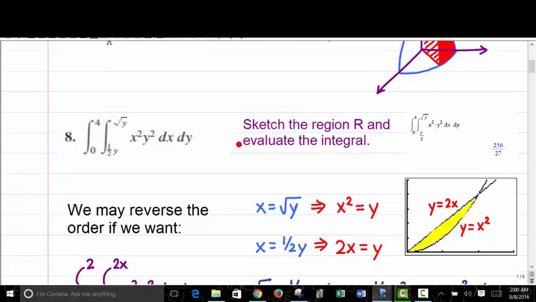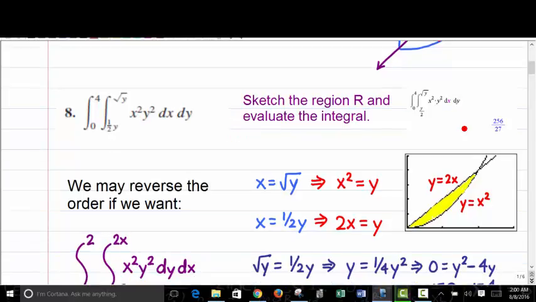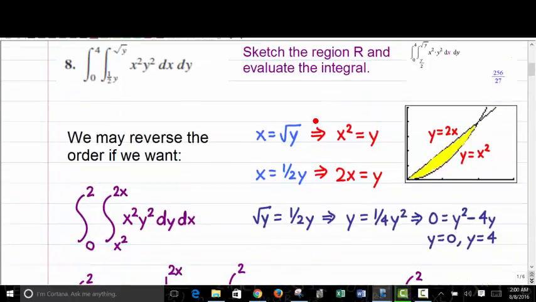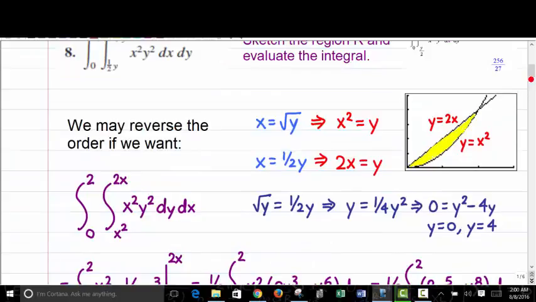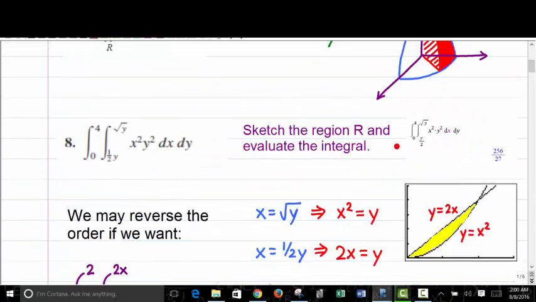This one, I just did it to practice reversing again, and this one's already set up to work out. It's not volume, but once again, you never have to worry about graphing that x squared y squared part ever. So over here on the right, I let Maple do it and got 256 over 27. Now I said reverse the order if we want. Of course, that could be its own question, but let's just do that for practice.